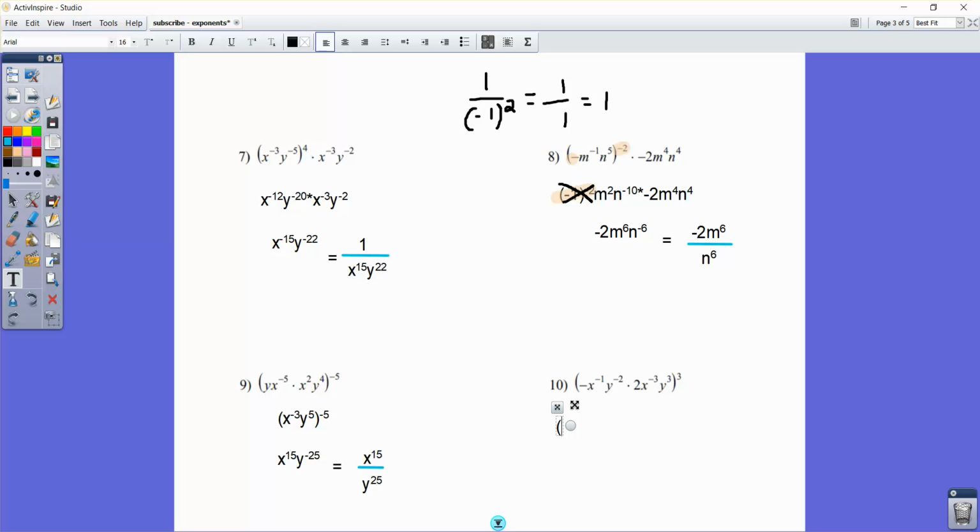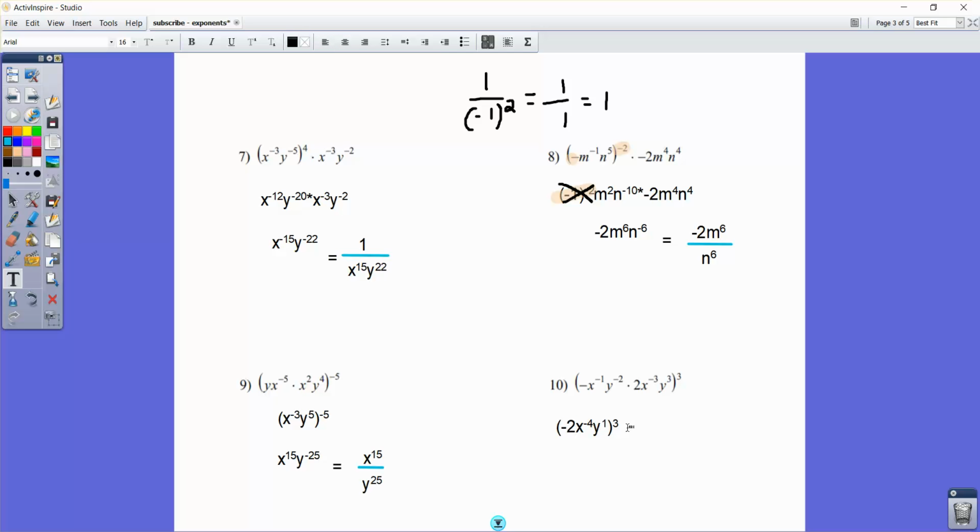Negative 1 times 2 is negative 2. X to the negative first times x to the negative third. See what I'm doing here is I'm multiplying where the bases are the same. X to the negative first times x to the negative third is x to the negative fourth. And then y to the negative 2 times y to the third, that's just y. I'll write y to the first just to make the point, but you don't need to write the 1 there. And then we will be raising that to the third power. Okay, so let's go ahead and do that.